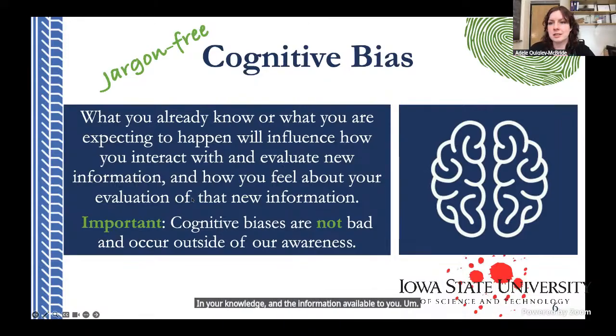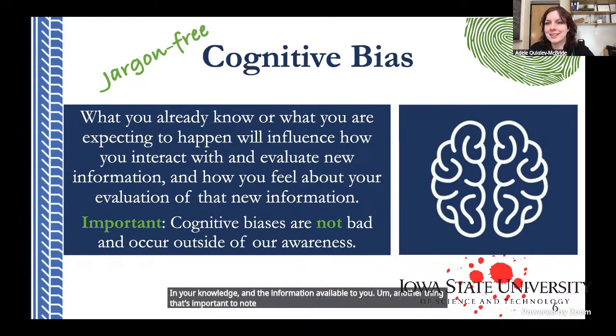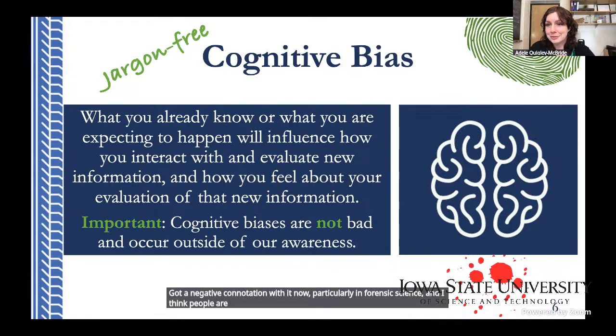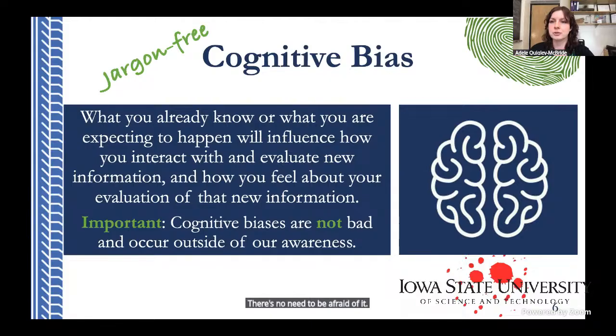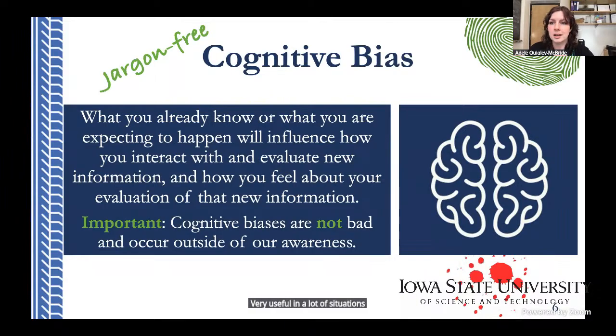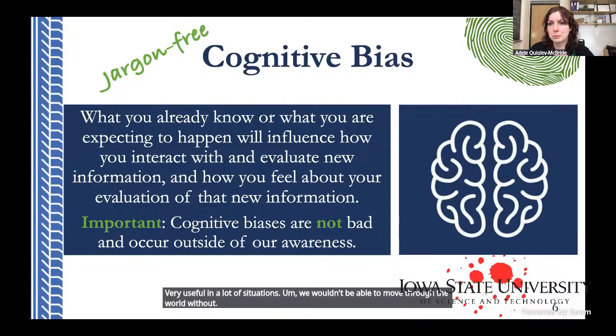Another thing that's important to note is that cognitive bias isn't actually a bad thing. It's sort of got a negative connotation with it now, particularly in forensic science, and I think people are sort of afraid of it a little bit. There's no need to be afraid of it. It is just a natural, normal decision-making process that's actually very useful in a lot of situations. We wouldn't be able to move through the world without cognitive bias processes.